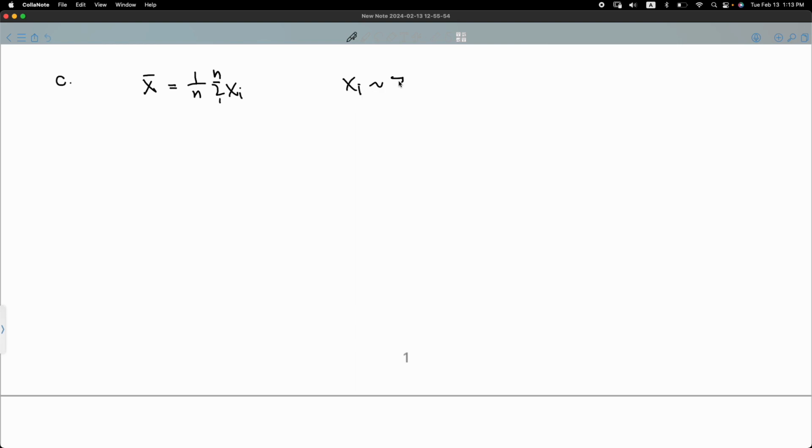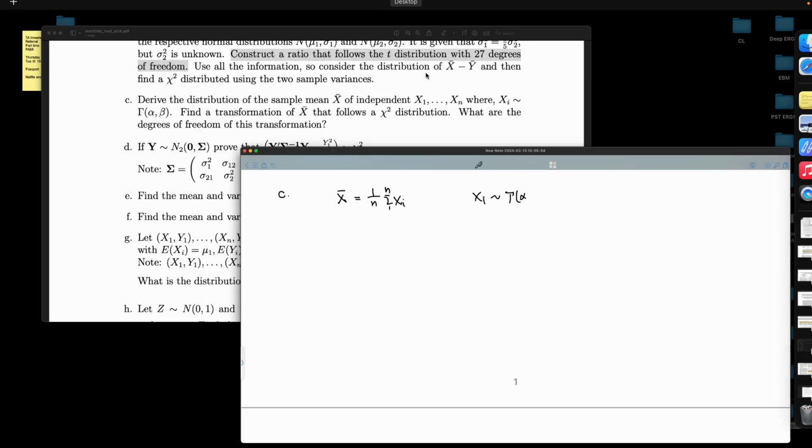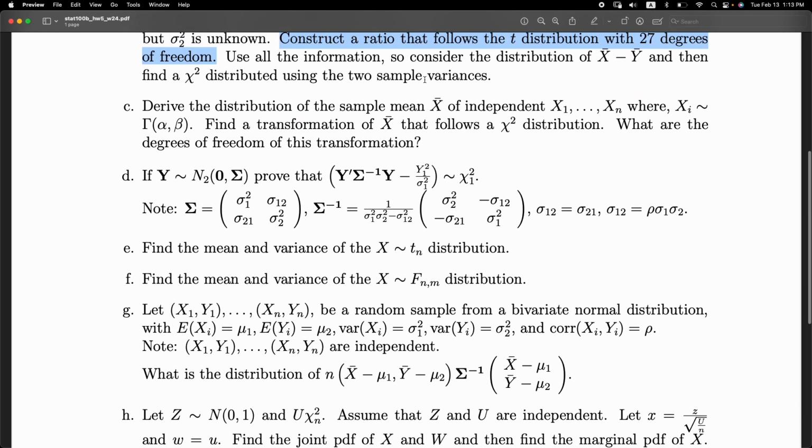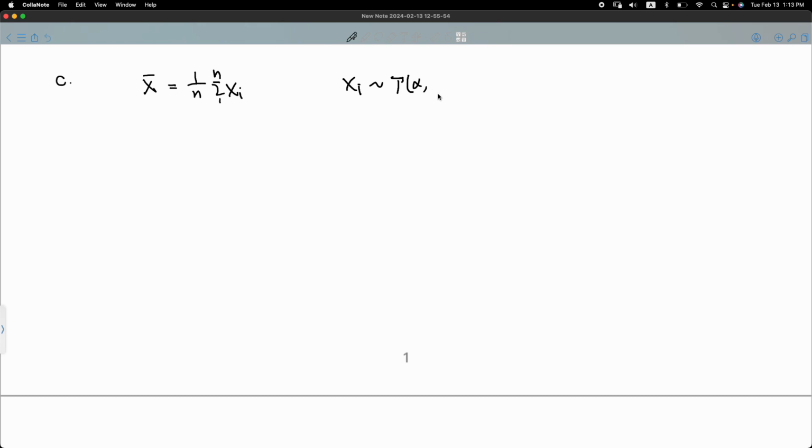xi following a gamma with alpha, beta. So we're not only interested in the distribution of x bar, we also need to perform a particular transformation to make it equal to a chi-square. So that is something we need to construct. But first of all, let's analyze the distribution for the summation of xi. So you have probably heard this many times: the sum of gammas is also a gamma, but we're just going to show it here.